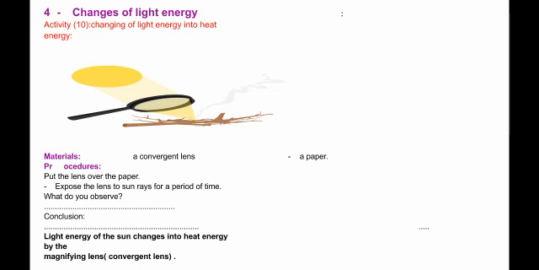By the magnifying lens, as you see in the picture in front of you, but this is not a paper, this is a piece of wood. Also, it will begin to burn if I expose it to sunlight passing in a magnifying lens or convergent lens. That's how it happened, because the light energy of the sun is transformed by the convergent lens or the magnifying lens into heat energy.